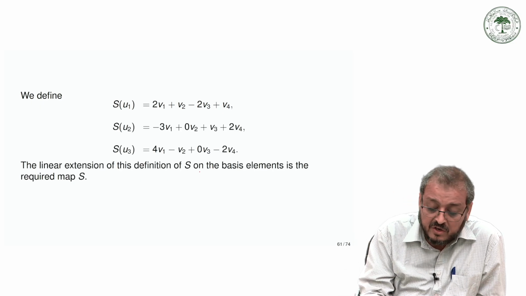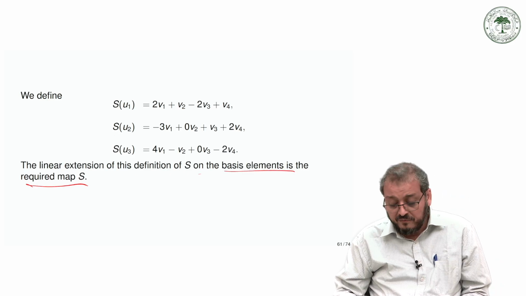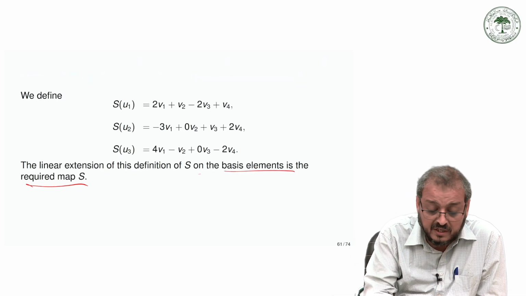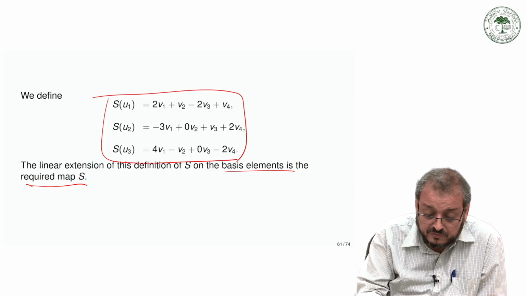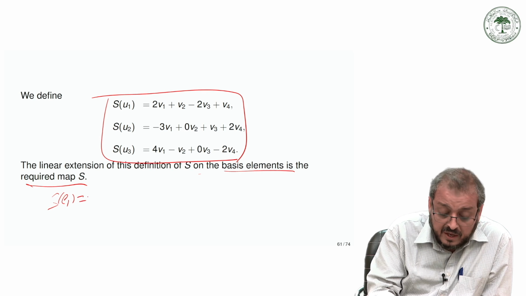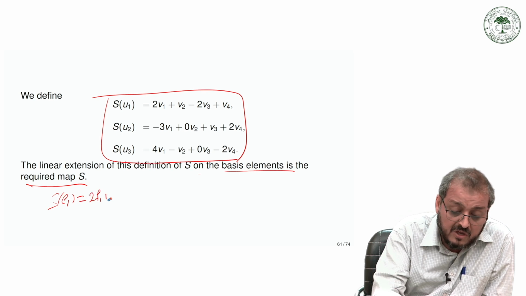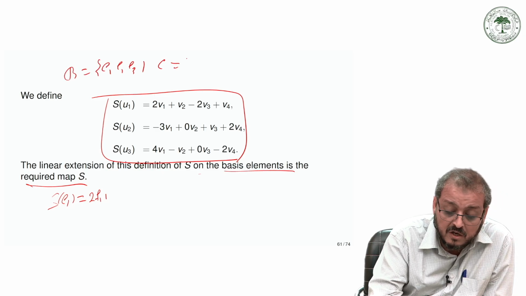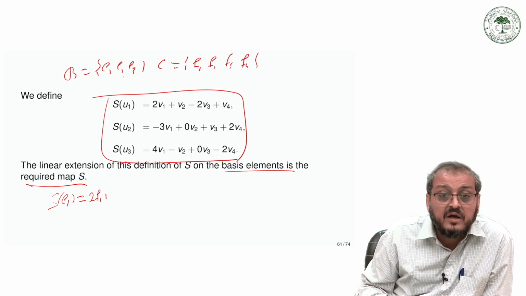So this is the linear extension of this definition of S as the basis of the required map of S. Now, for the same question, we have to define it in this form. If we take the standard bases, B is equal to e1, e2, e3, and C is equal to f1, f2, f3, f4. These are the standard bases.